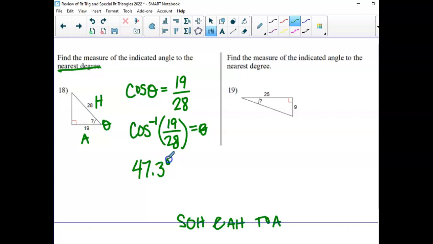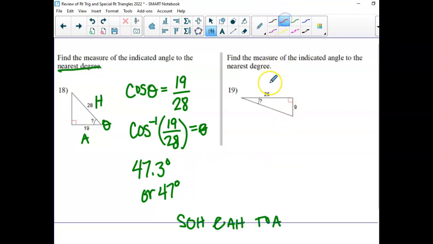Now, sometimes they will just do nearest degree here. I don't know what Delta Math does. Did anybody already do this? Do you remember degree or tenth of a degree? Yeah, it does say nearest degree here. I can't remember what Delta Math does. This would be 47 degrees if you did nearest degree, but I usually do nearest tenth of anything.